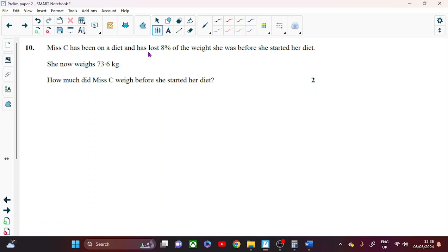So she's been on a diet and she has lost 8%. This is not the 100%. This is after she's lost the 8%. So we have 100 take away 8, which is 92%, and that equals that. So 73.6 is 92%. We want 100%. So we need to do a reverse percentage.